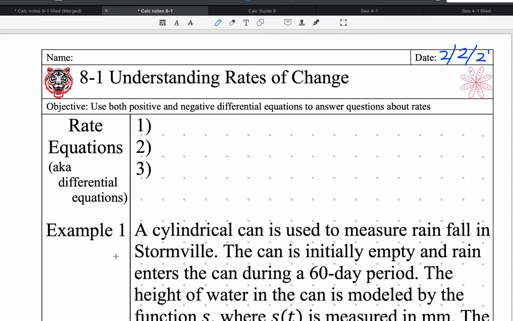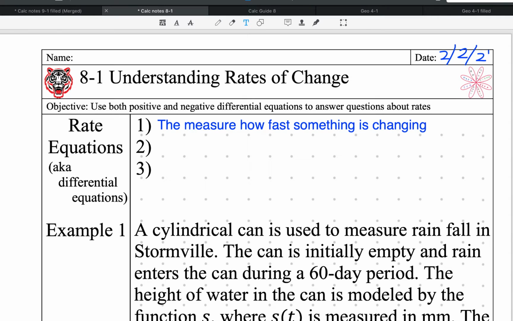All right, so rate equations or differential equations, they just talk about rates. So let's talk about three basic things about them. I'll type these so they look really nice for the notes. First, they measure how fast something is changing. So type that verbatim. They measure how fast something is changing, because it is literally an equation just talking about its rate.